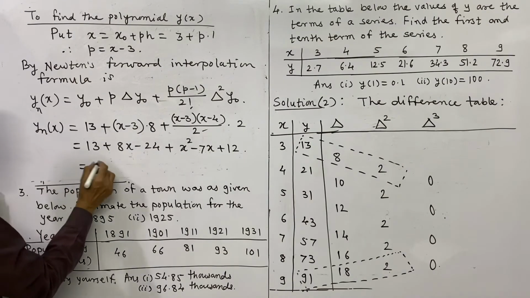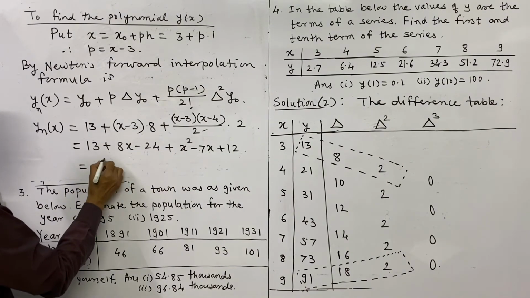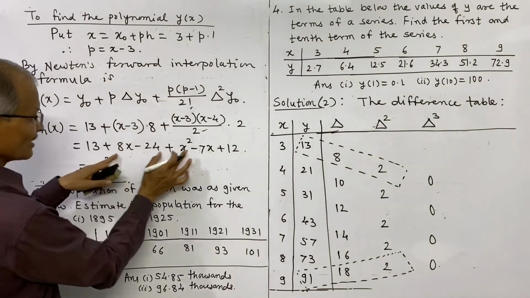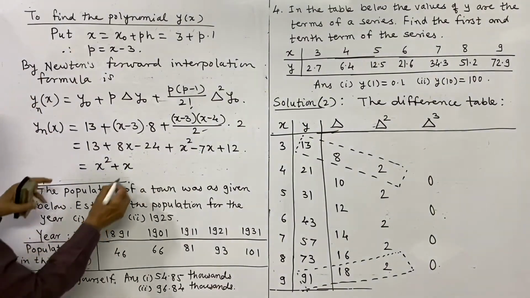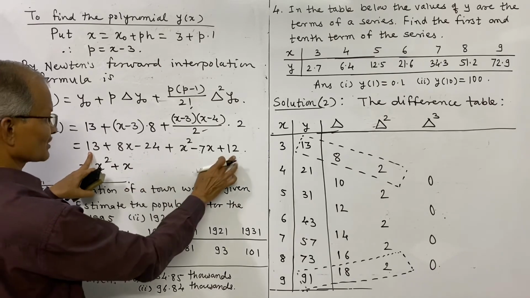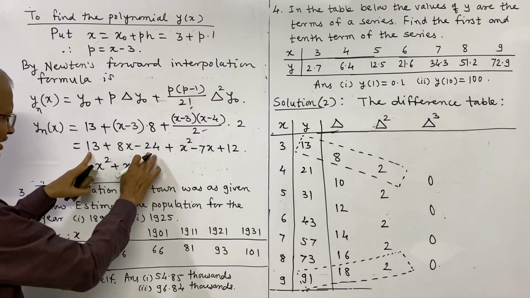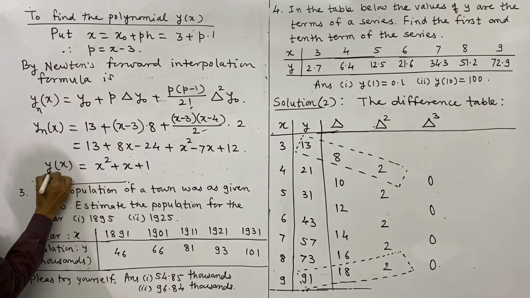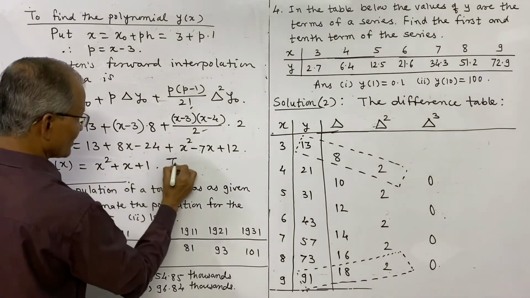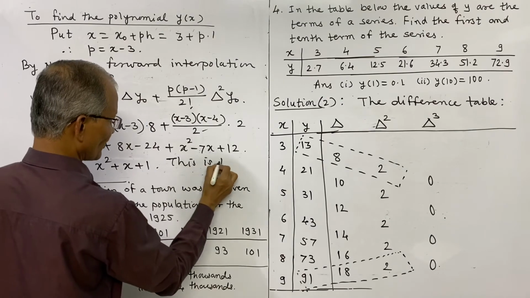or that is, this is equal to x square plus 8 minus 7, that is plus x, and what is the constant? 13 plus 12 is 25, minus 24, plus 1. So this is the required polynomial. This is the polynomial.